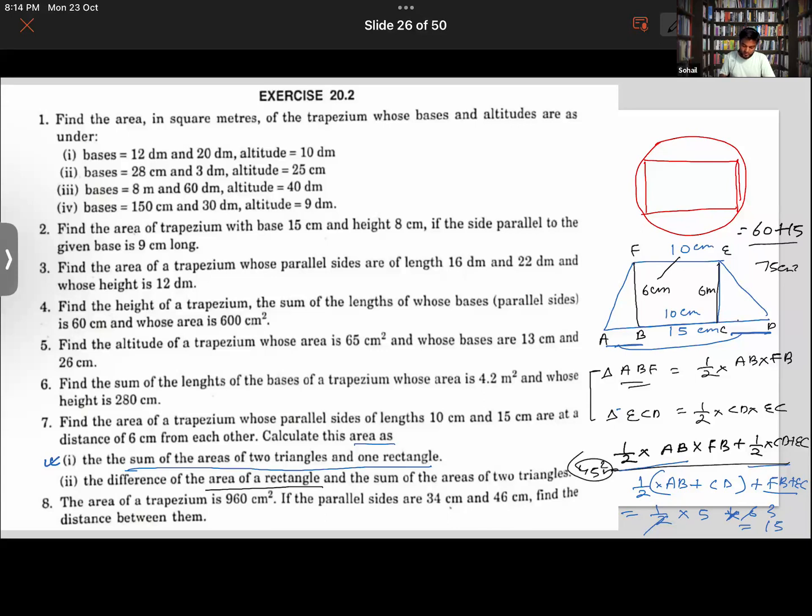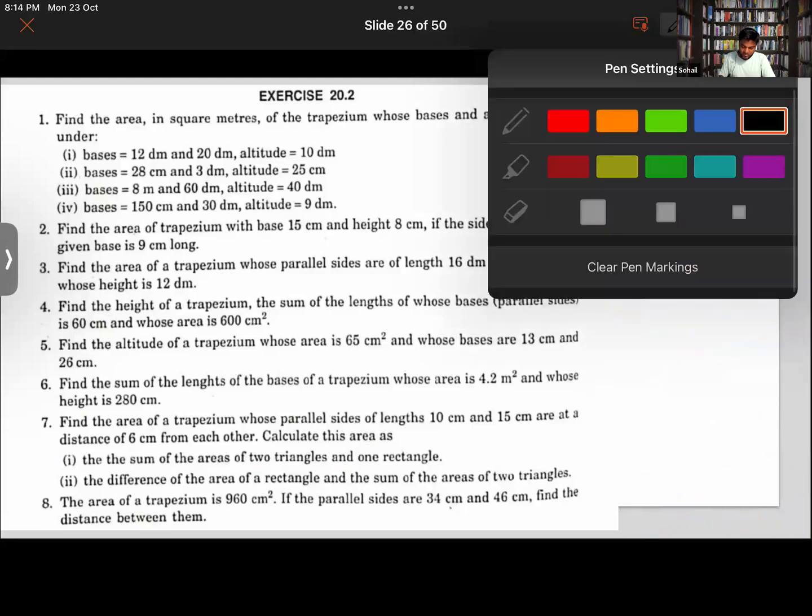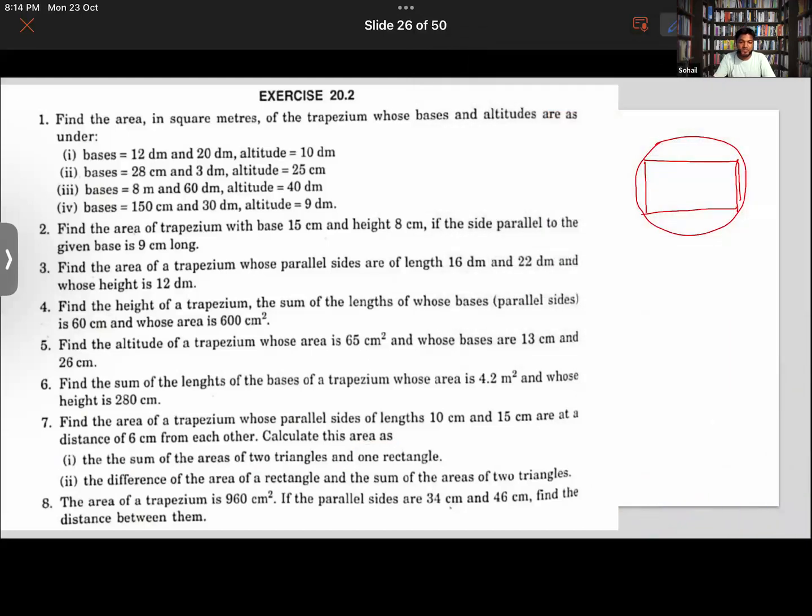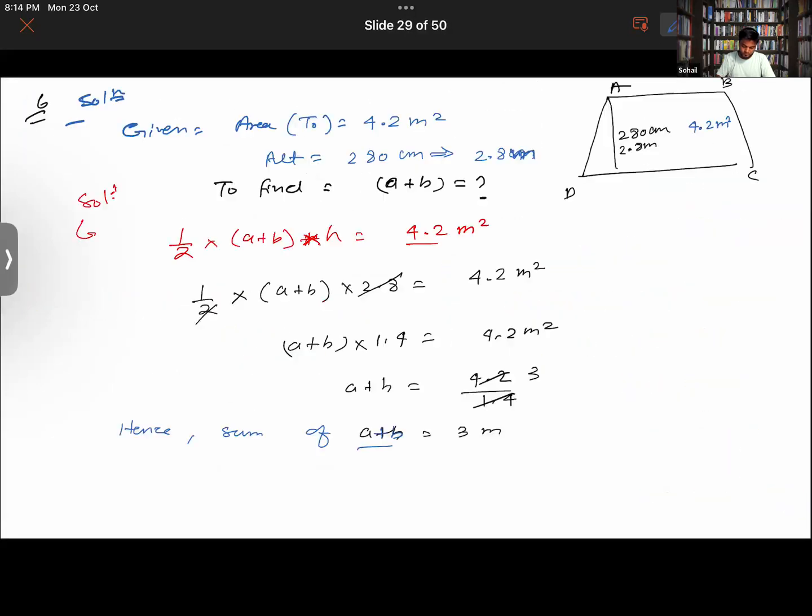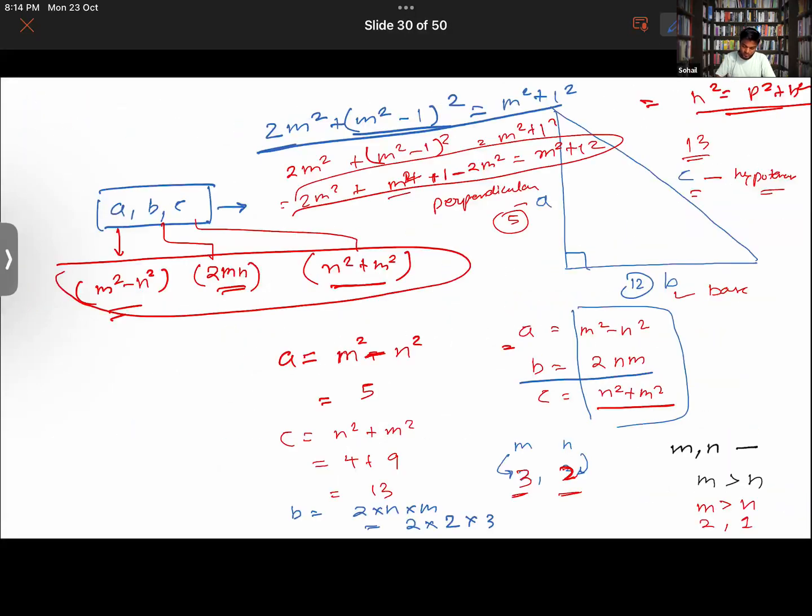Okay, question number 8. Have you got its solution, Arham? So the altitude is 24 centimeter. Okay, so question number 8 you were solving.